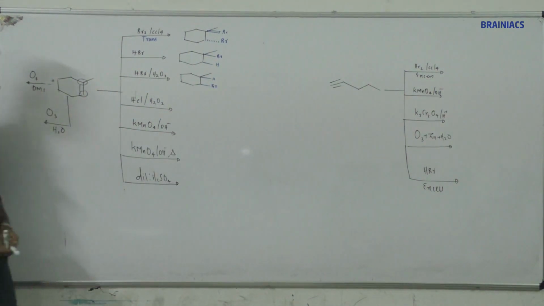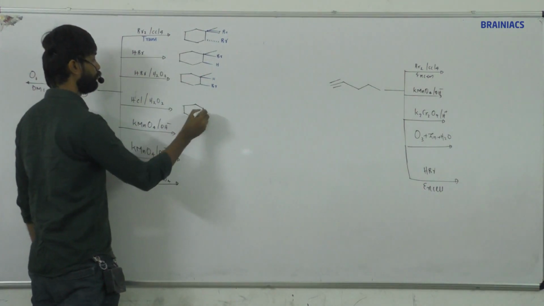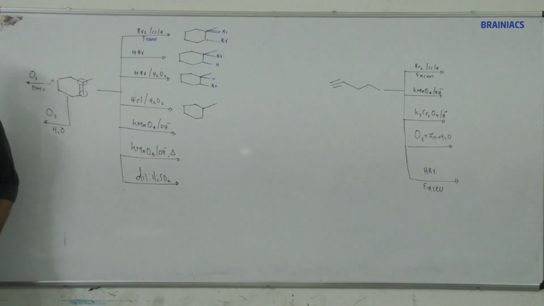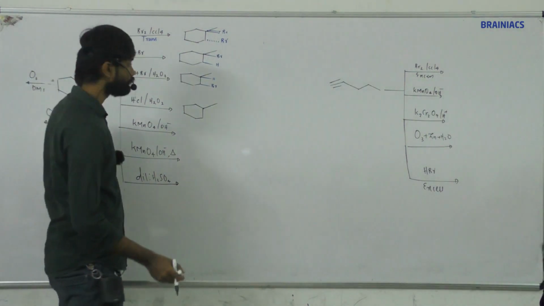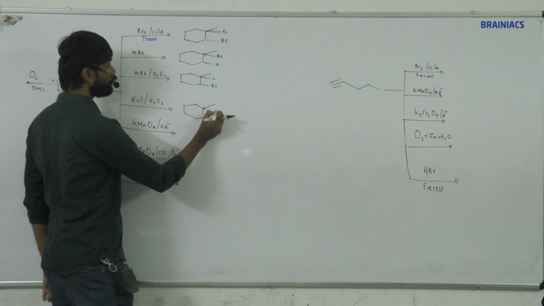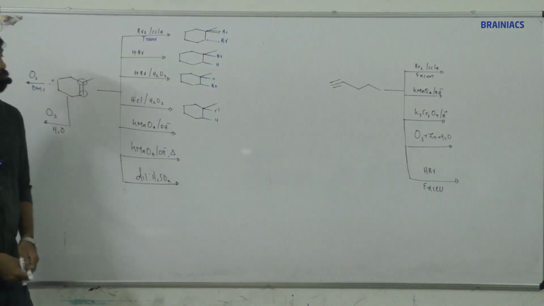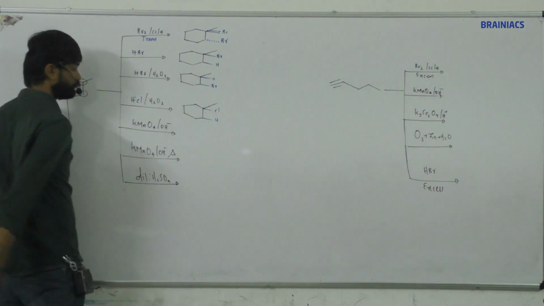HCl in H2O2, no. Only HBr in peroxide can show anti-Markovnikov addition. Normal HCl and HCl in peroxide, always the mechanism is Markovnikov. So chlorine will be here, hydrogen will be here. Only HBr in peroxide.